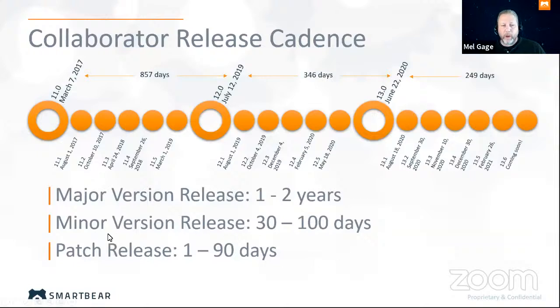But we can see our minor version release cadence is anywhere from 30 to 100 days, depending on how quickly we're developing those new features or addressing those issues. And then the patch releases are anywhere from 1 to 90 days. And I say 1 because, December 30th of 2020, we launched 13.4. December 31st, we released 13.4.01 because it was a patch that had to come out. So that is my one-day outlier. It's typically much longer before we're doing the patch releases because Collaborator has historically been a very stable platform.